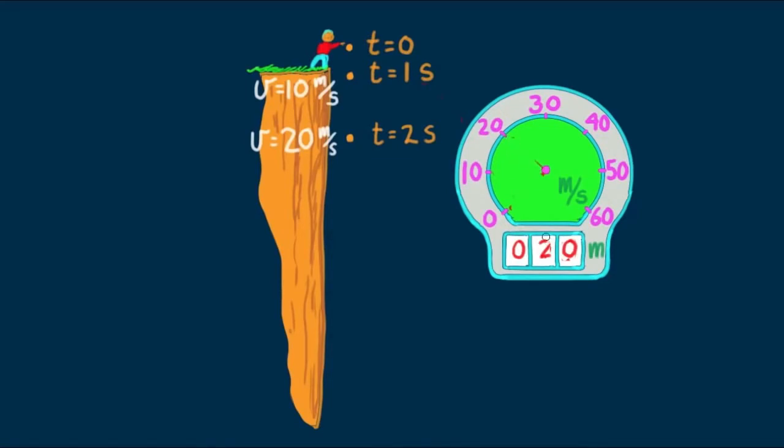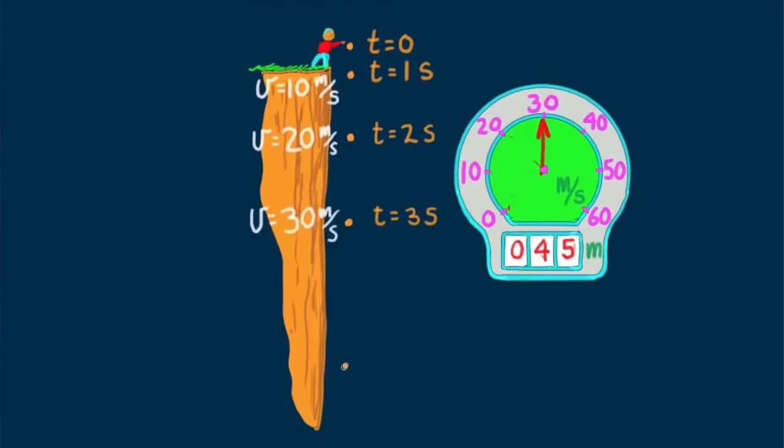1 second later, the boulder again gains 10 meters per second, and the speedometer reading is 30 meters per second. And our odometer reading is 45 meters. And another second later, another gain of 10 meters per second finds the speedometer reading 40 meters per second. At the 4-second mark, we find our boulder has fallen 80 meters at the instant its speed is, as said, 40 meters per second.